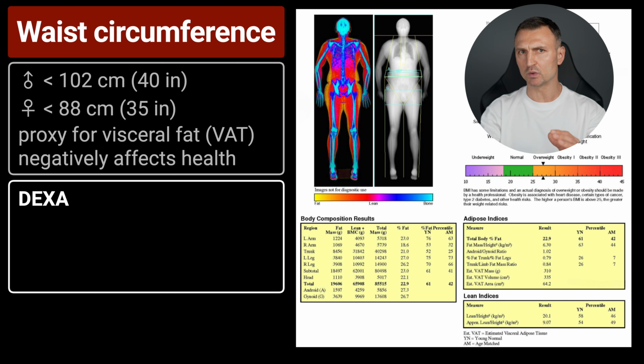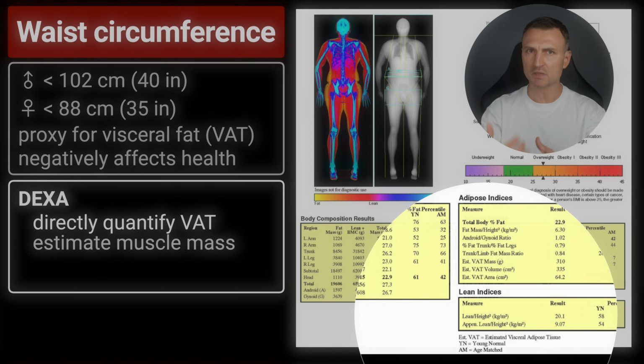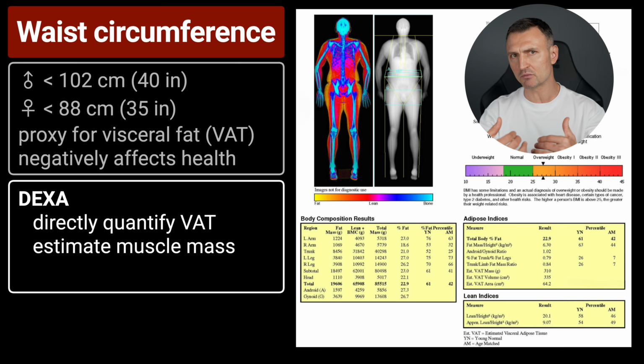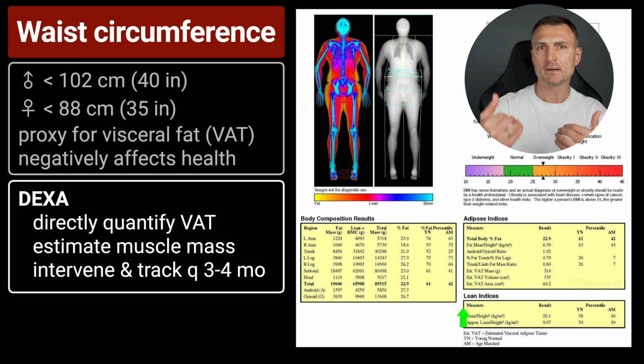With a DEXA scan, we'll be able to directly quantify the amount of this dangerous visceral fat tissue and also estimate muscle mass, which is the body's primary metabolically active tissue. And as we perform lifestyle, supplement, and/or pharmacological interventions, we will be tracking DEXA 3 to 4 monthly to assess our progress while aiming to lower our visceral adipose tissue and increase muscle mass.